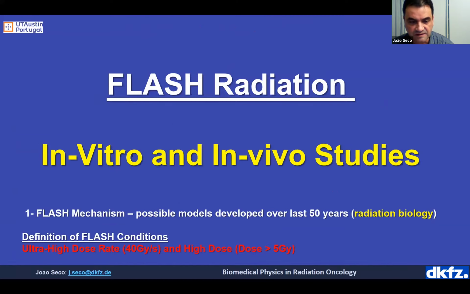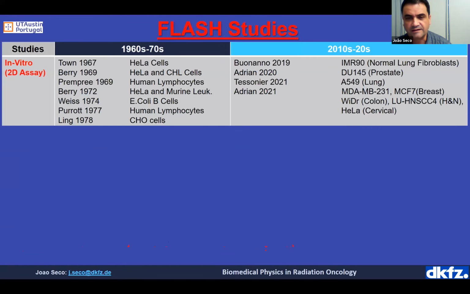Okay, so let's have a look at the history, right? In vitro and in vivo studies, which have done a mix of mechanism and differential studies. The table on the screen is divided by decades: the 1960s and the 70s on the left, and the last 10 years, the 2010s and 2020s. And on the left is the type of study. So these are all in vitro assays, usually 2D assays of cells.